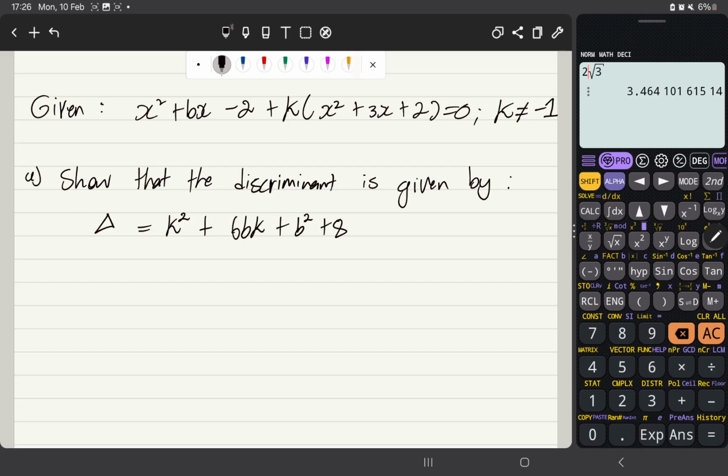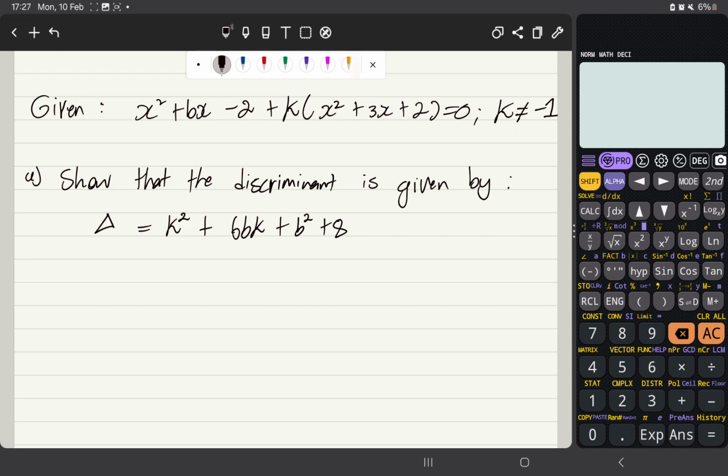Yeah, so in this equation they say, given that whatever that whole equation says, it's a very long one, and you know that k is not equal to minus 1. They wanted to show that your discriminant is shown by this.